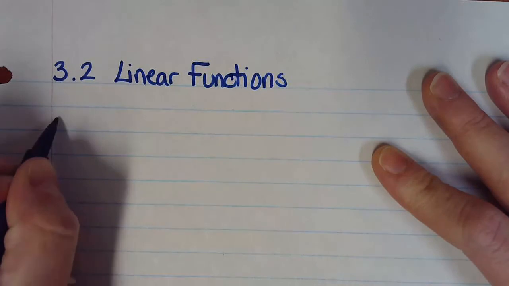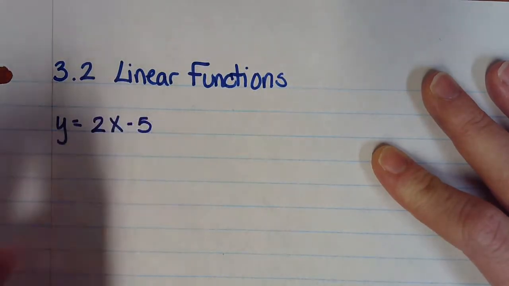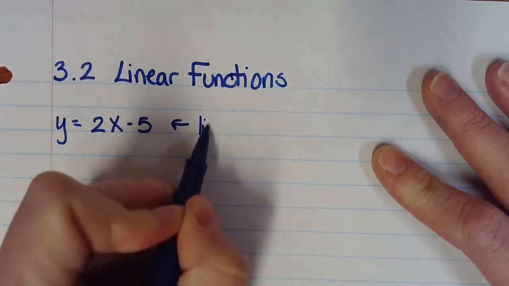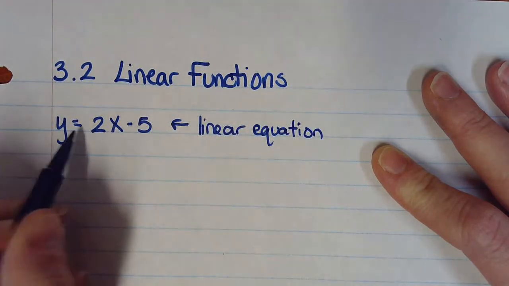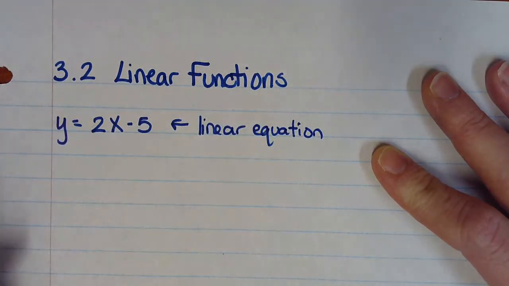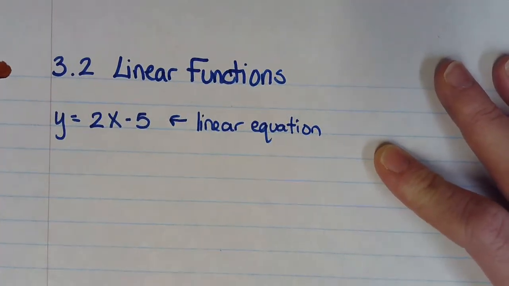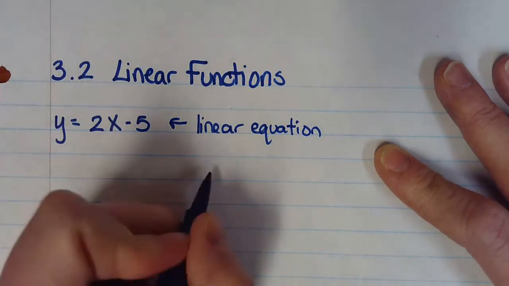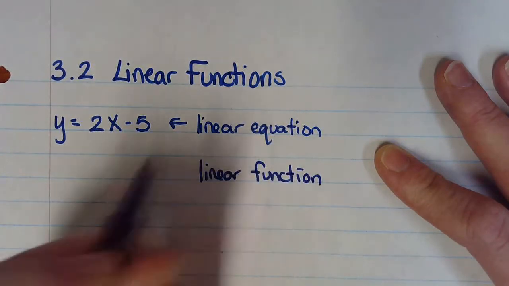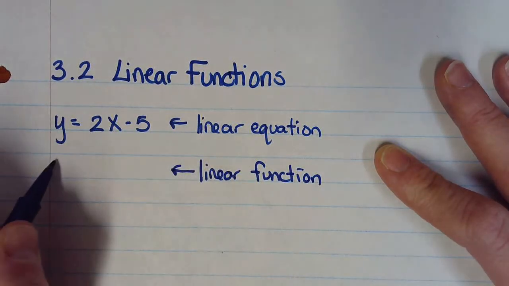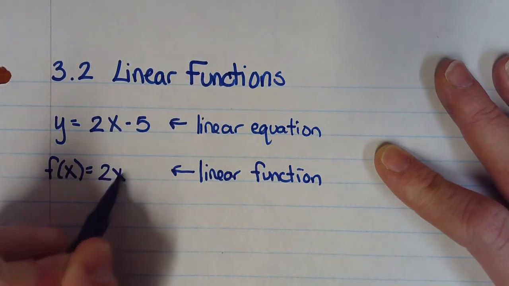Up to this point, we have only dealt with linear equations, like y equals 2x minus 5. It's called an equation because of the equal sign and also because of the y equals. Today, and for the rest of the unit, we talk about these things called functions. With a linear function, the only difference is that this y becomes, we write it in function notation. So this is called function notation right here.